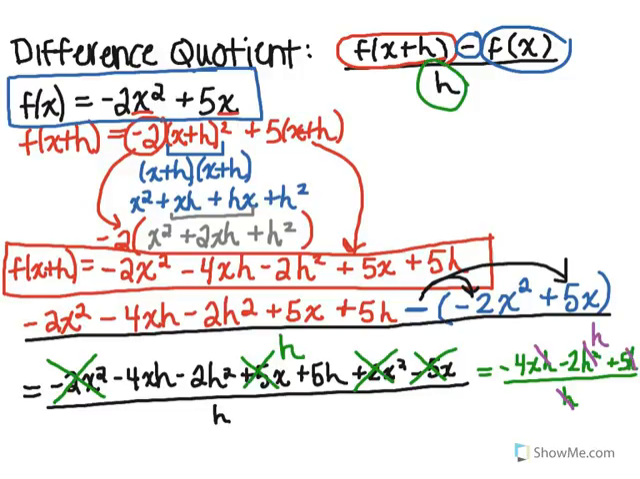So remember, to divide, if there's an h in the denominator, in order to be able to divide by it, everything has to be divisible by h, which it is. And that leaves us with the negative 4x, the h's cancel, minus 2h, because one of the h's canceled for that term, plus 5. Again, the h canceled with that one.